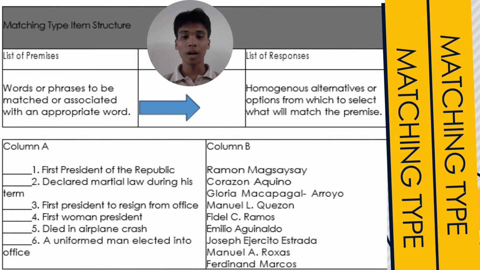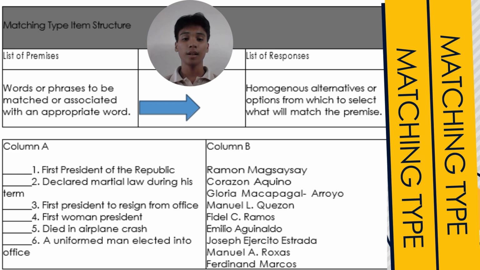Now, as you can see, we have the matching type item structure. On the left side, we have the list of premises, words or phrases to be matched or associated with an appropriate word. It is column A, or the number of items. The guideline here is that the premises should not exceed 8 items, to avoid confusion and time consuming.